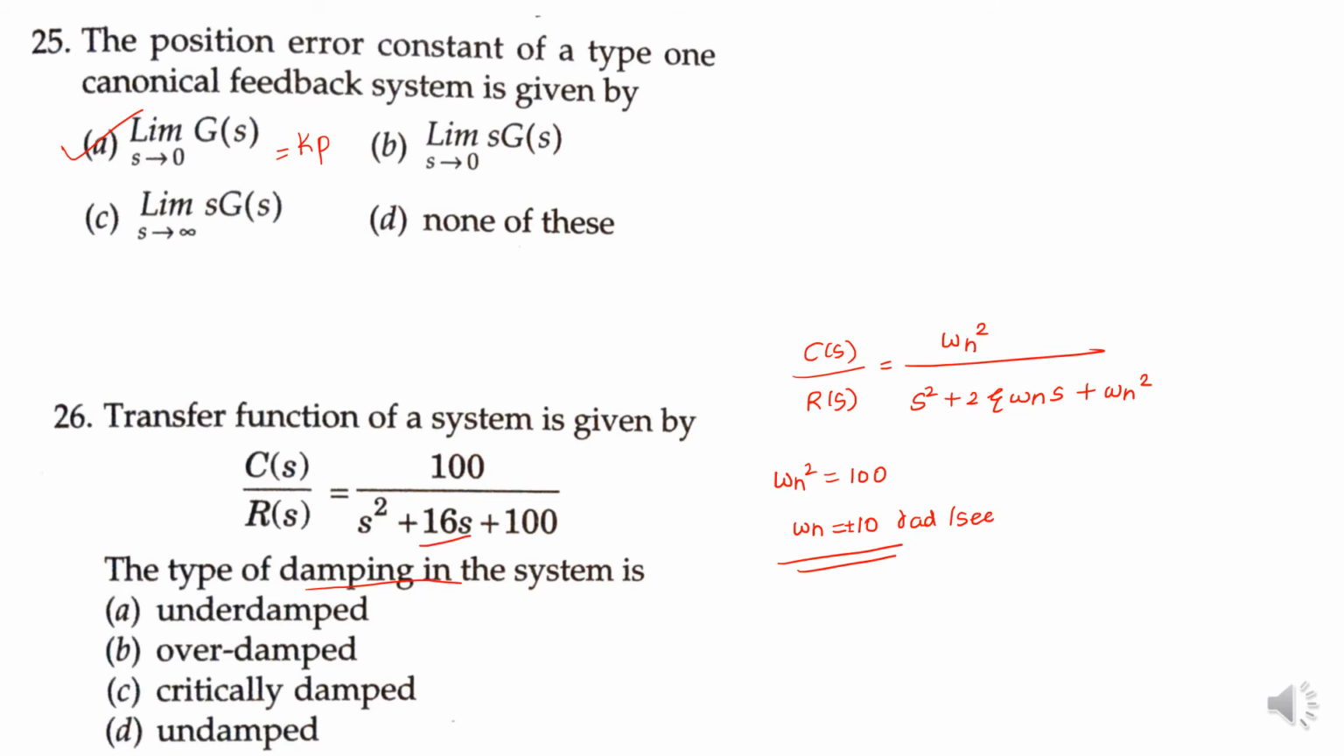Next, compare the coefficient of S. 2 zeta omega n equal to 16. Now I am going to cut this. Zeta omega n is 8. What is zeta? 8 divided by 10. That is 0.8. This is the underdamped system. A is the correct answer. Underdamped system means damping ratio is less than 1. That is underdamped system.